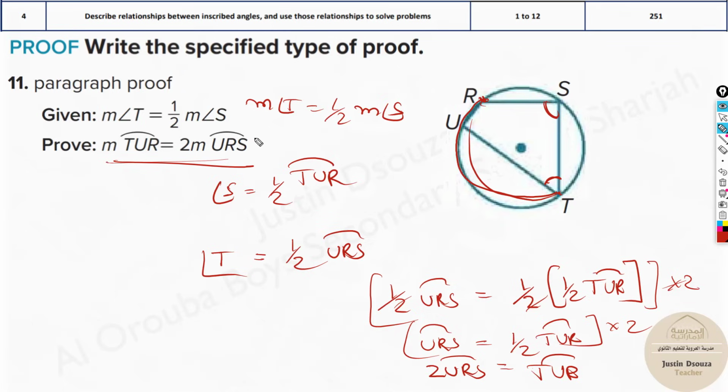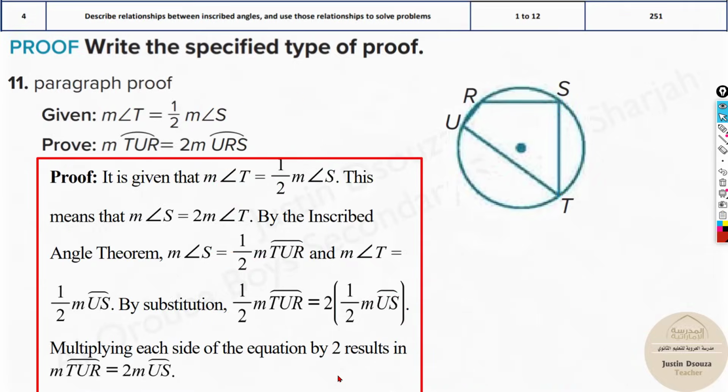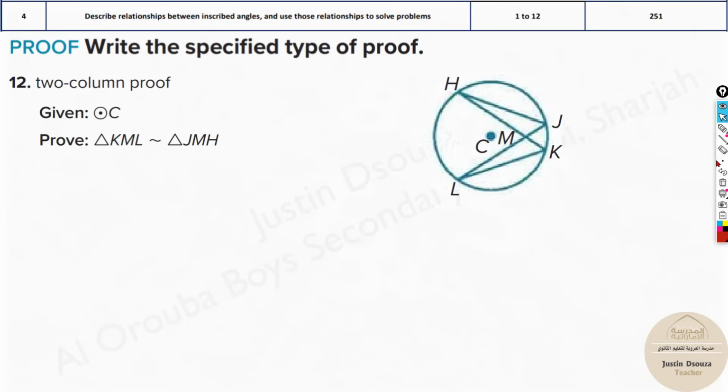Very simple proof. You need to know the inscribed angle formula for these angles, S and T. Substitute them in the given. Say the given is already there, and then simplify it. Here, the detailed explanation is available as well. And what about this one over here?